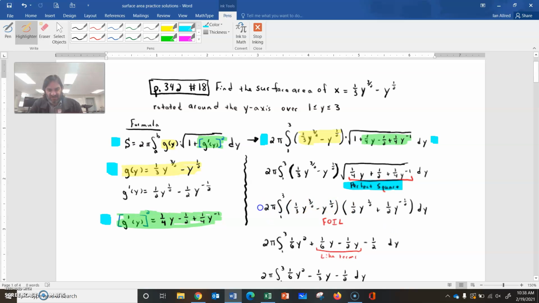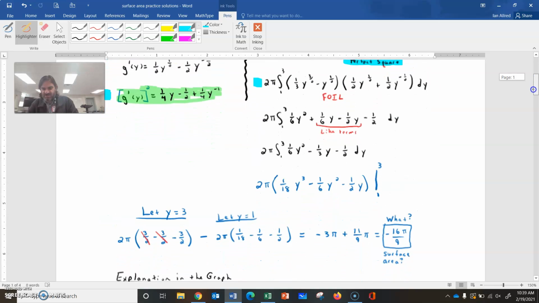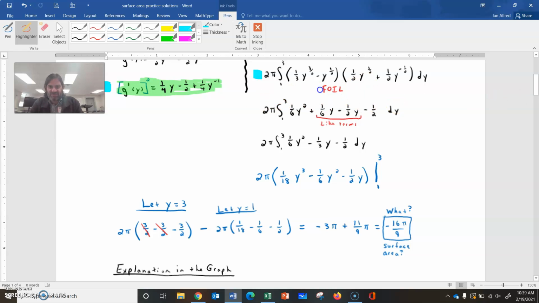Okay, so what's left under my square root is a perfect square, so I can take the square root of it. At that point, I have 2 pi times the integral from 1 to 3 of my original function, 1/3 y to the 3/2 minus y to the 1/2, times the result of that square root, which was 1/2 y to the 1/2 plus 1/2 y to the negative 1/2. Okay, so at that point, let's slide down a little bit. I've got two big binomials. I need to fold them together, and in folding it, there are some like terms I need to combine. And the last thing I have before I integrate is the function 2 pi from 1 to 3 of 1/6 y squared minus 1/3 y minus 1/2 dy.